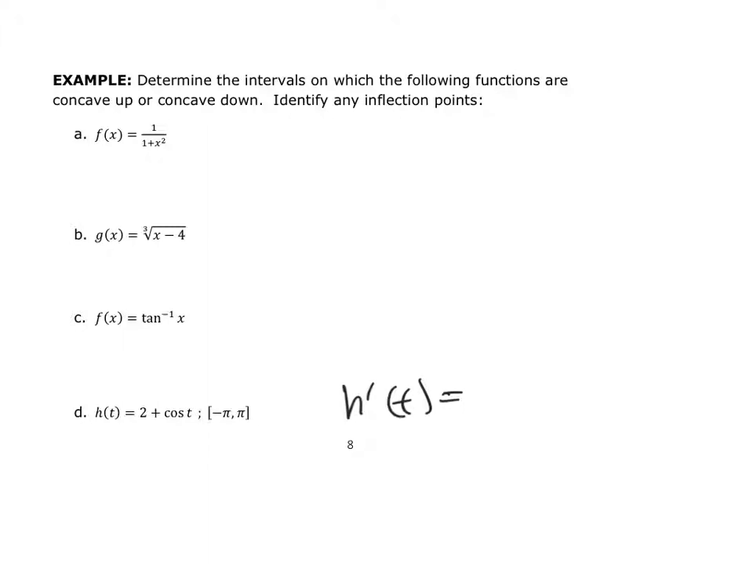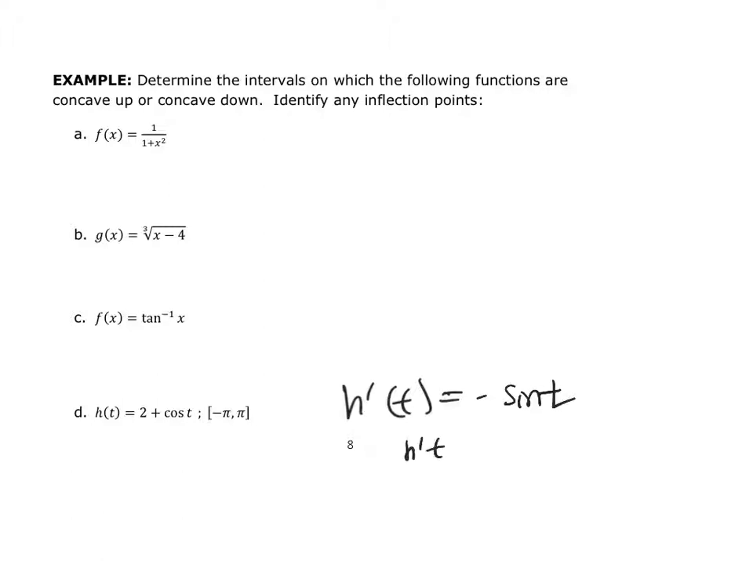The derivative of 2 is 0. The derivative of cosine is negative sine. Now if I wanted to know whether or not I had a maxima or a minima, I would set that thing equal to 0 and solve. And that'll give me my locations of possible maxima and minima. It also gives me my critical points. But I'm not chasing that on this.